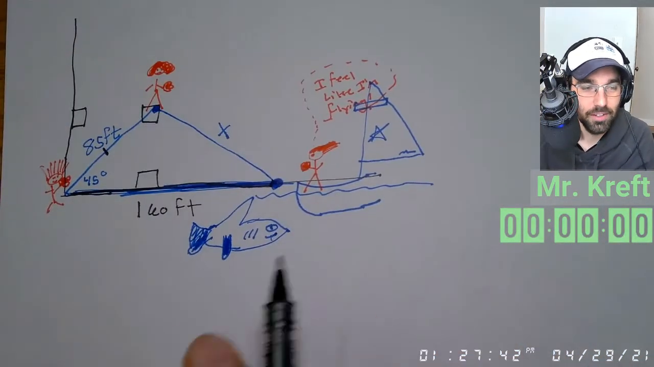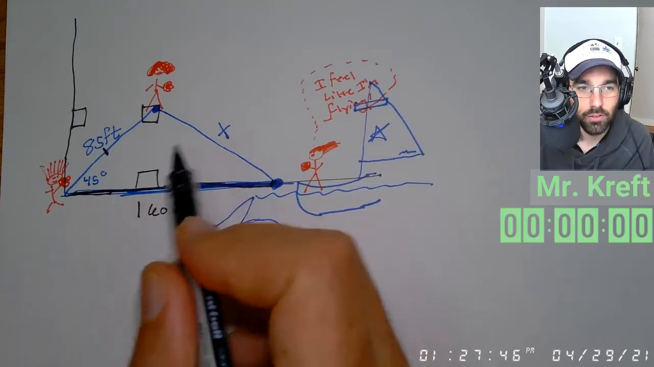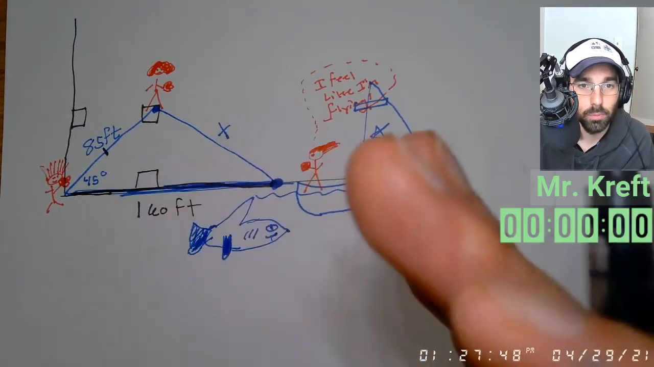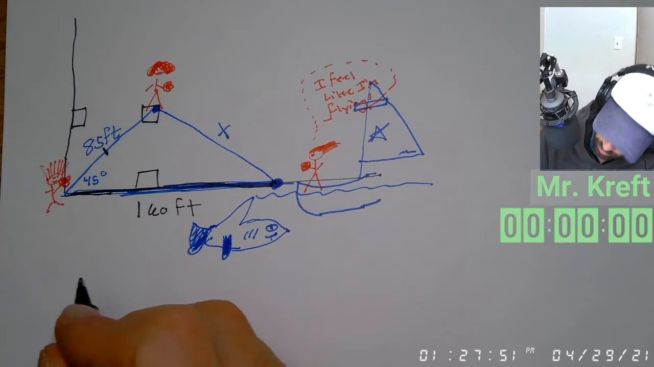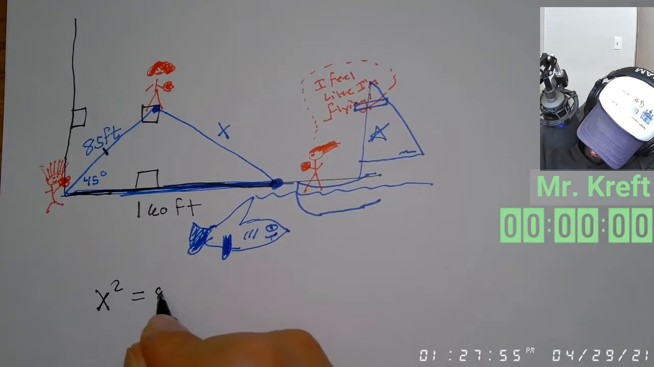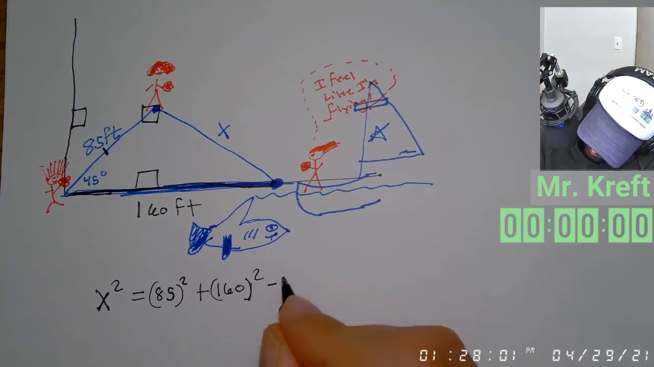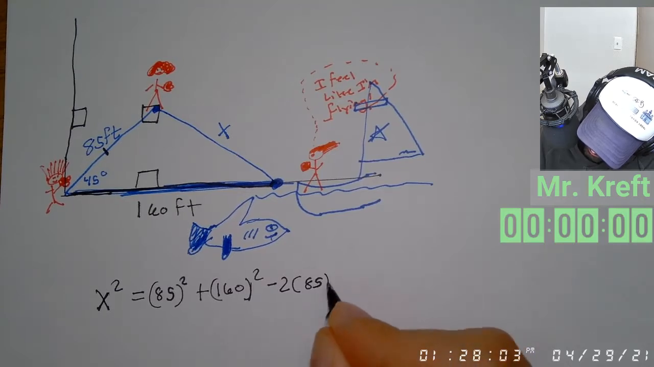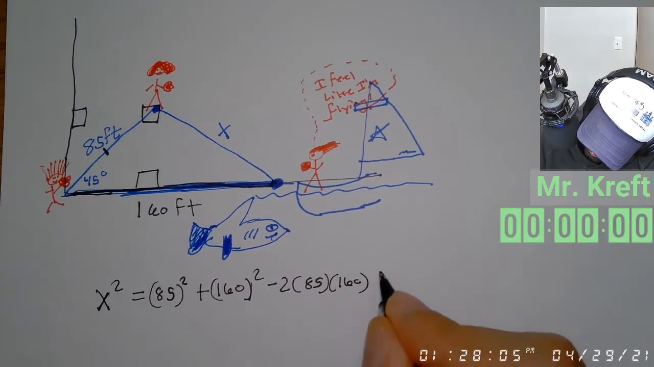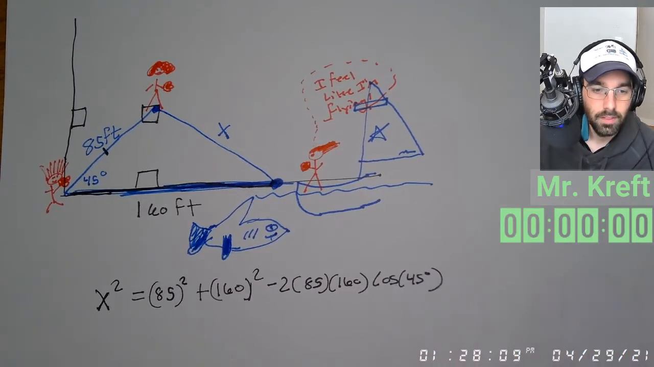Speaking of boom, there it is. Let's go ahead and solve this. So I want to find this side. I have the angle across from it, and I have the other two sides. So perfect for law of cosines. So I'm going to have x squared equals 85 squared plus 160 squared minus 2 times 85 times 160 times cosine of 45 degrees.